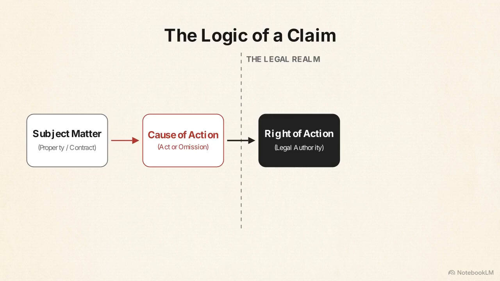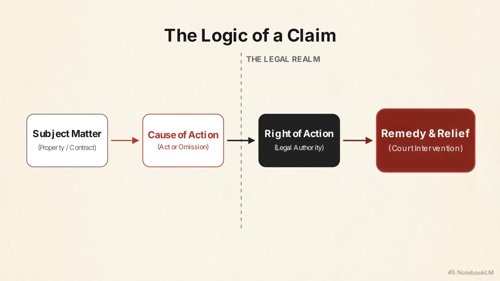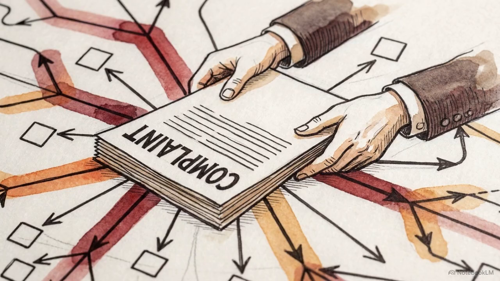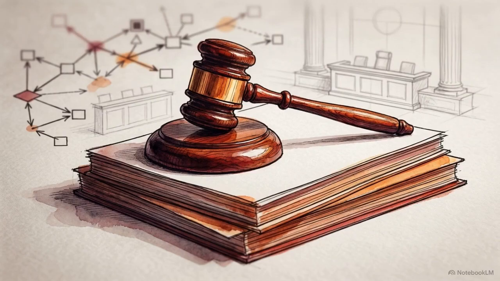The pathway concludes at the remedy and relief, the exact form of intervention the plaintiff prays the court to adjudicate, such as the payment of a loan or the foreclosure of a mortgage. Civil pleadings serve as the vehicle for this four-step sequence. They inject the subject matter, cause, right, and relief into the court's jurisdiction.